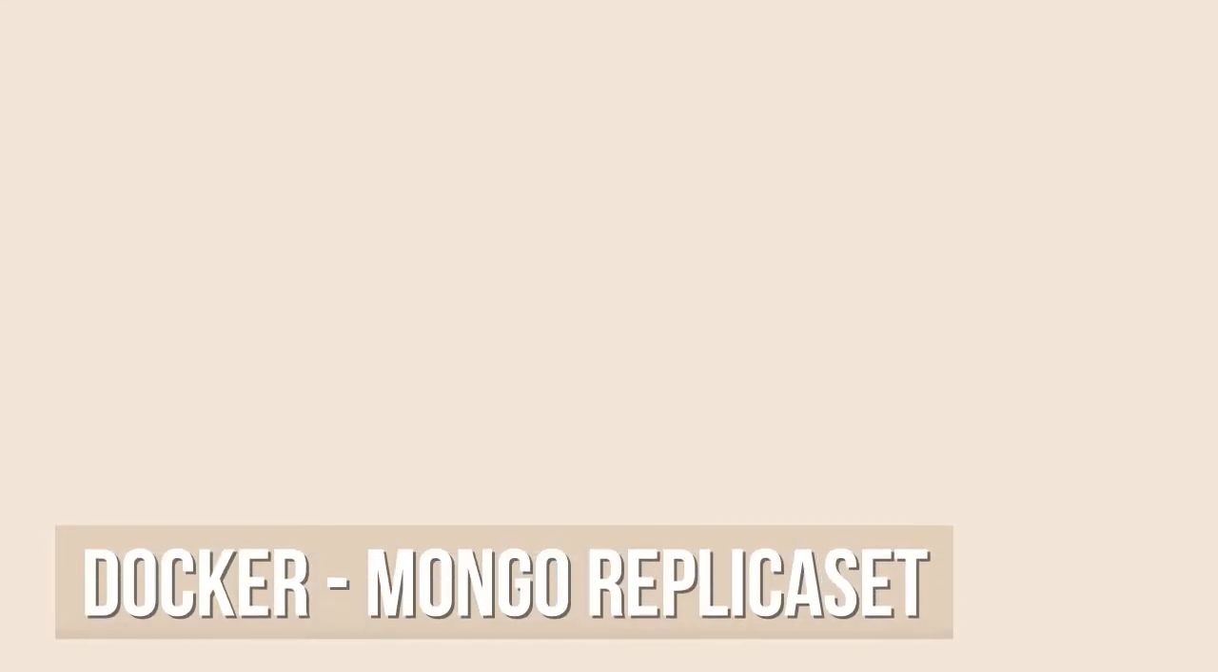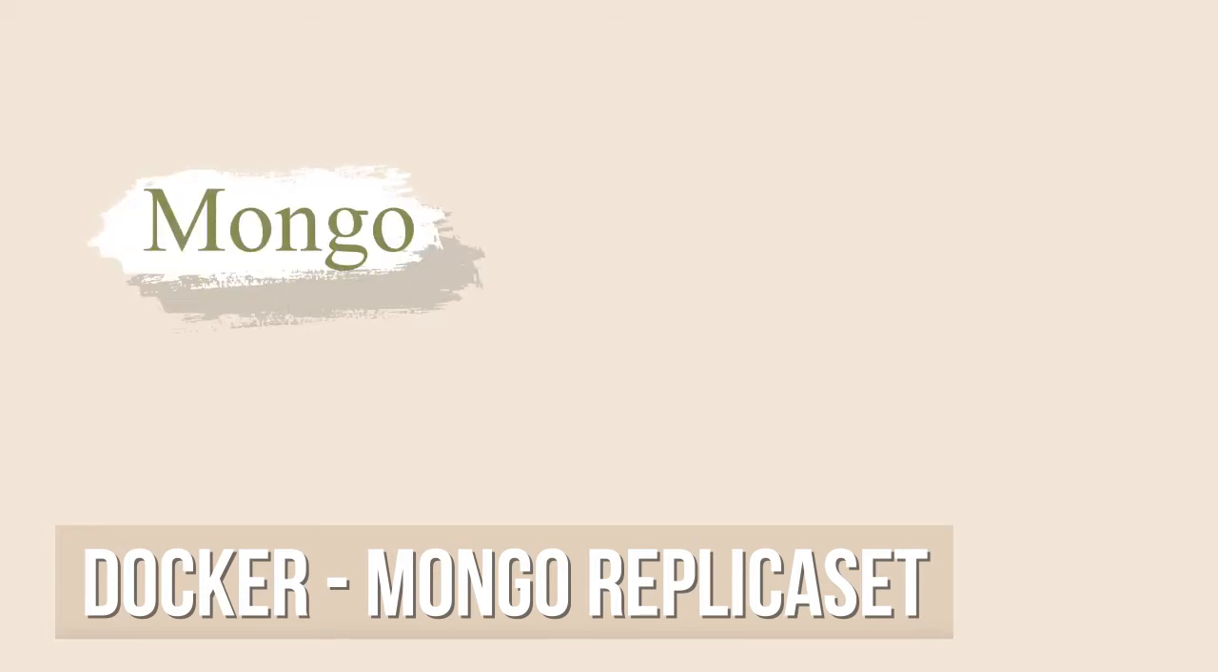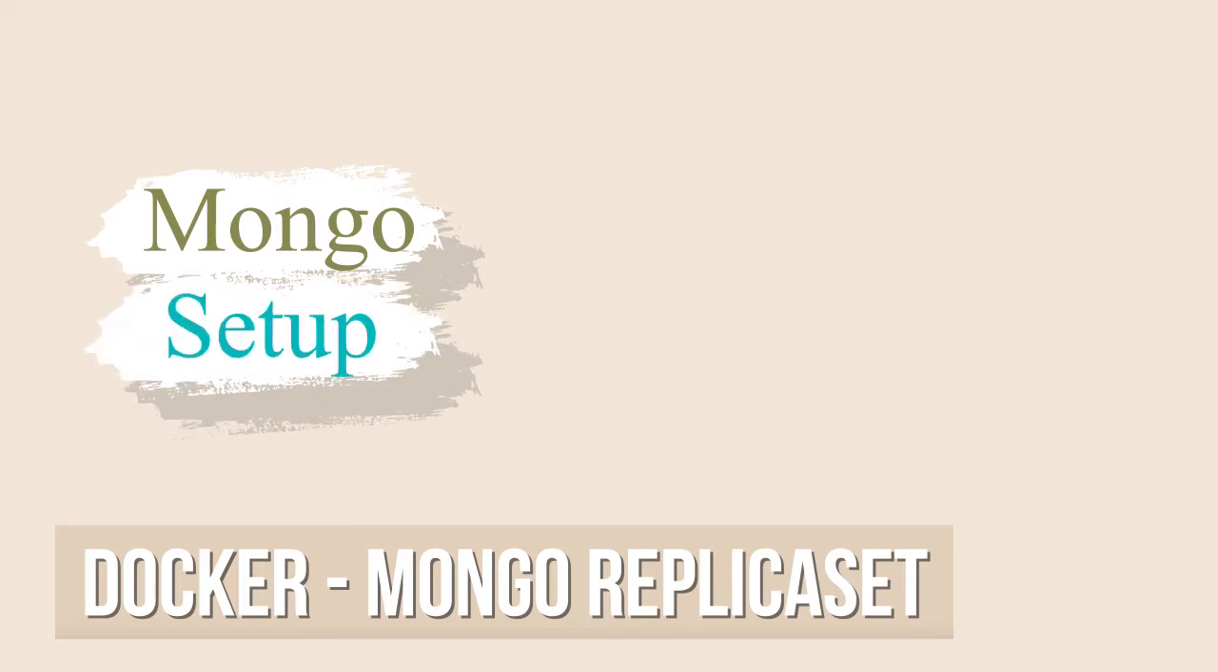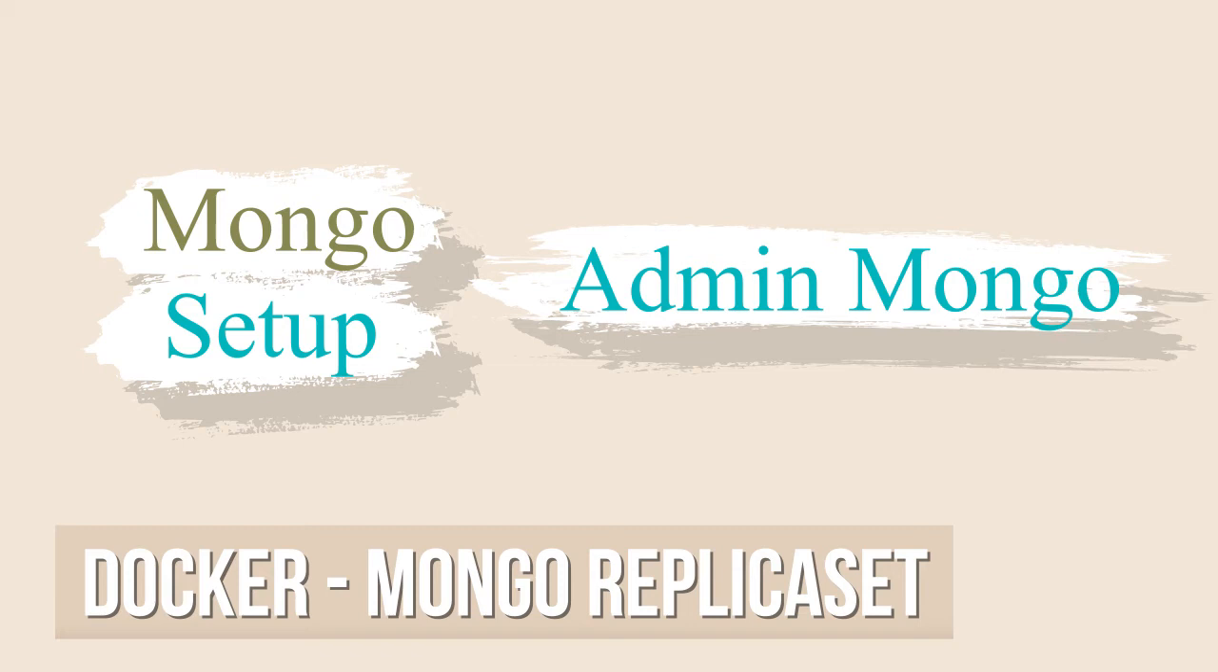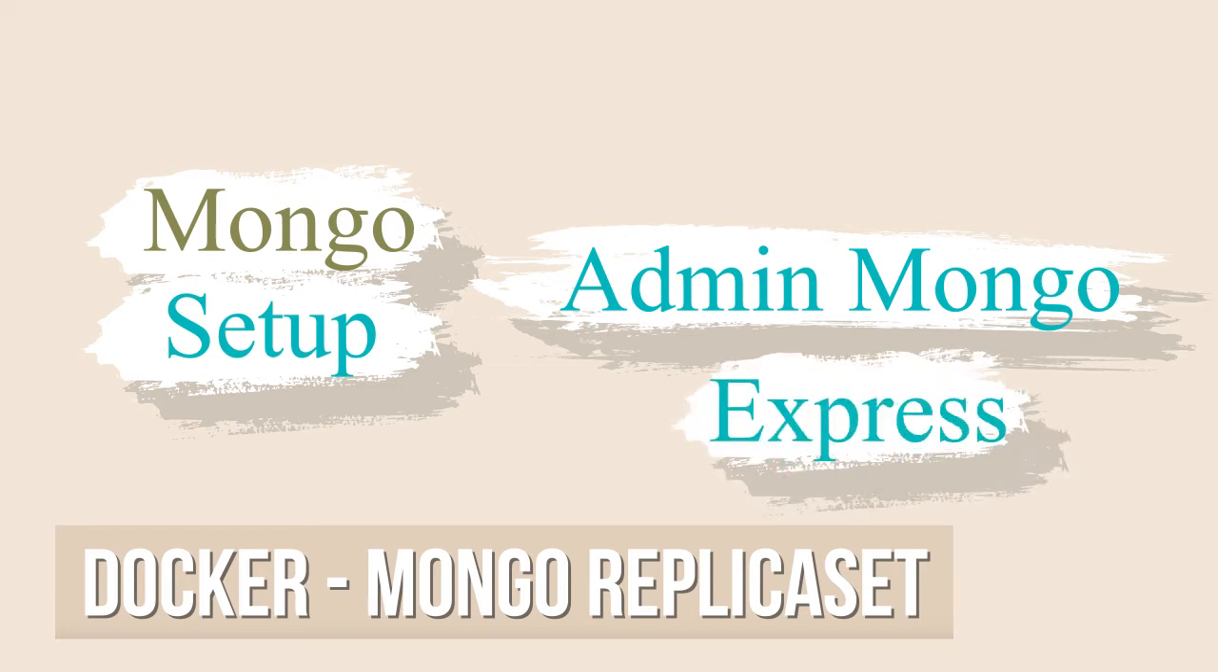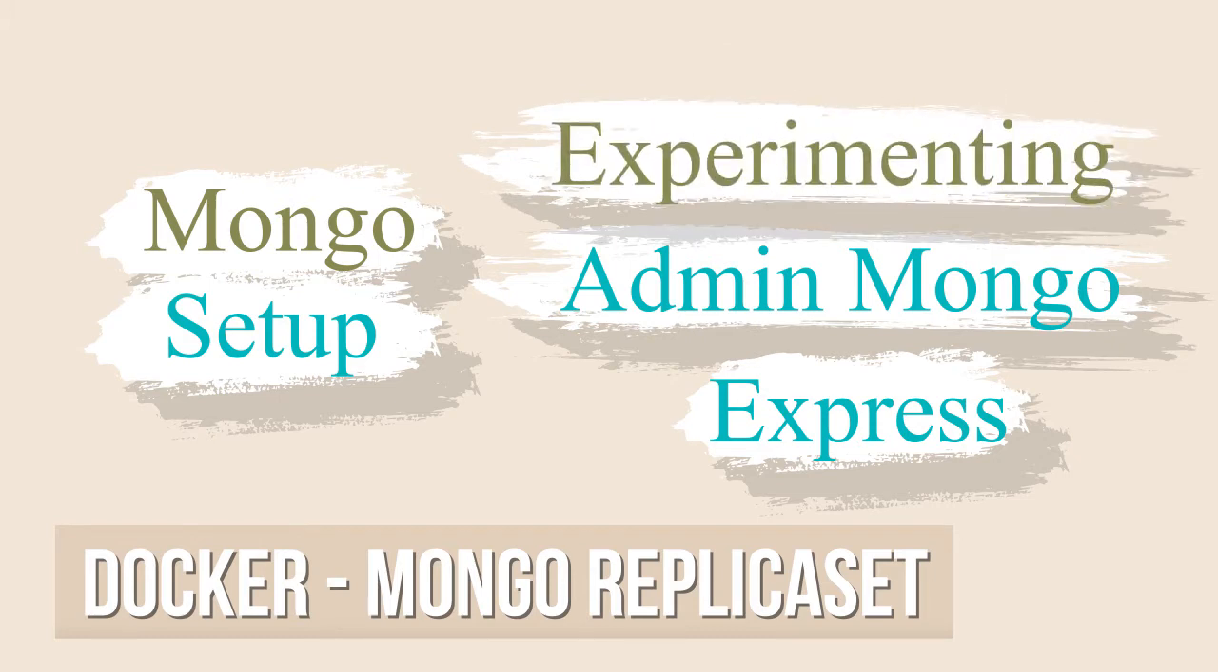In this video, I'm going to create a simple Mongo replica set in Docker. For this, I'm going to instantiate 3 Mongo containers, a container for setting up the replica set, another one for admin Mongo, and a last one for an Express application, a modified version of the one I created for the last video that connects to the replica set. Finally, I'm going to experiment a little bit with the replica set.